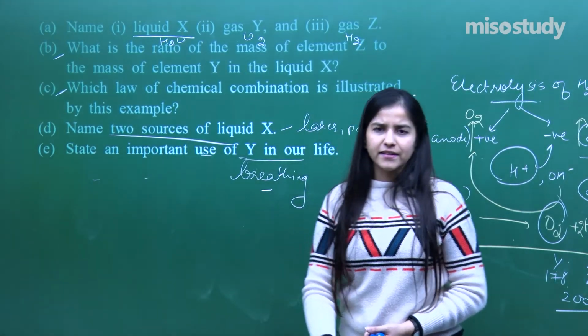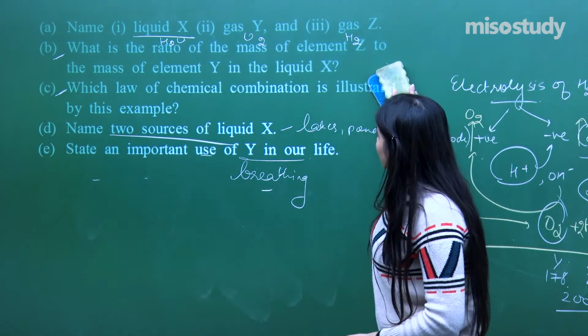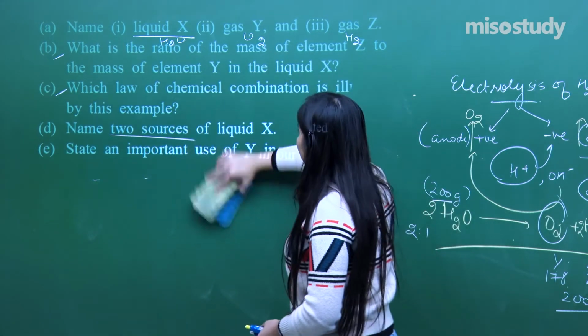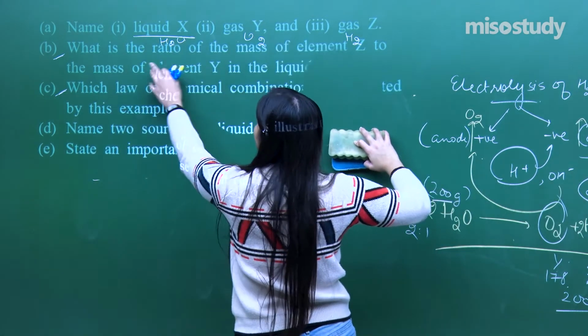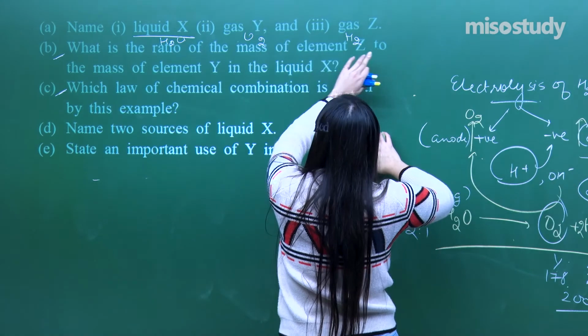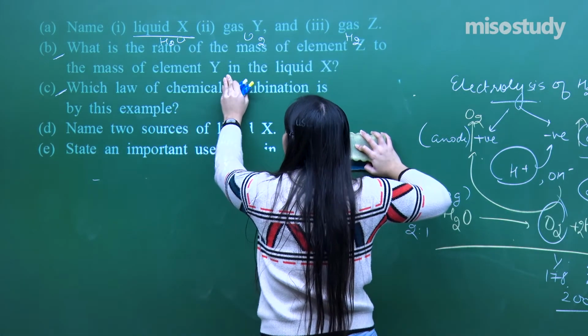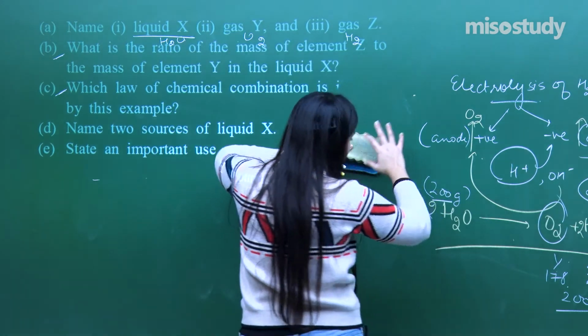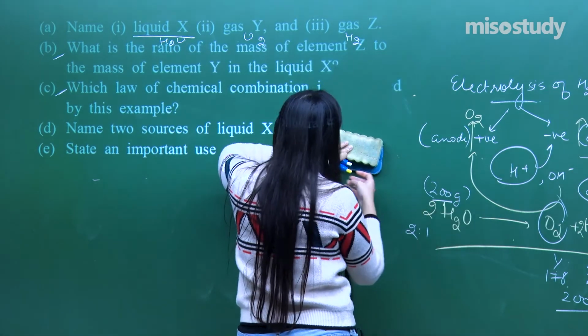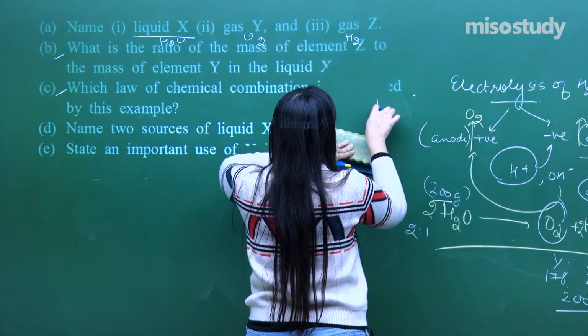It was very, very interesting. You had to actually read the entire question properly. This was a bit confusing. What is the ratio of the mass of element Z to the mass of the element Y in the liquid X? So basically they are asking about in H2O, what is the mass ratio?